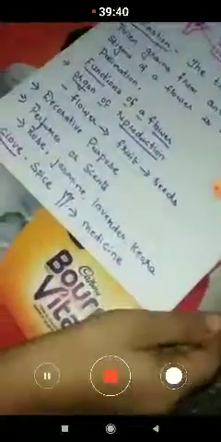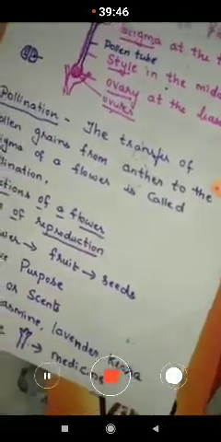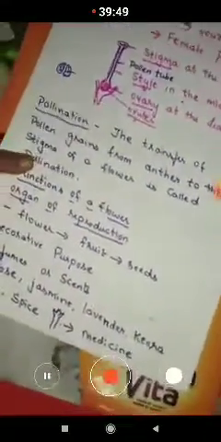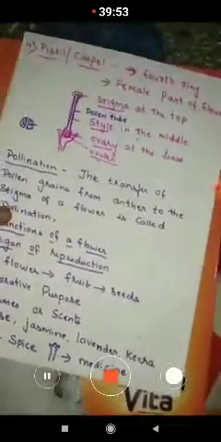Okay, children, so now we have completed the flower part of the shoot system. In the next class we will move on to the next part, that is the seed and the fruit.